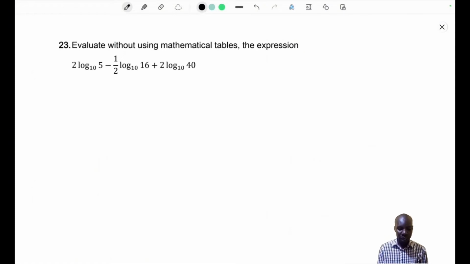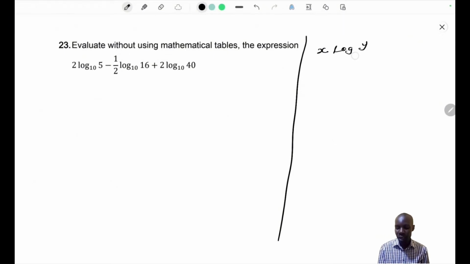Number 23. Evaluate without using mathematical tables the expressions. So we are given 2 log of 5 to base 10. Remember, if you have x log of y to any base, be it base 10, for example, this is the same as log of y to power x to base 10. Even if it is b log of x to base 3, you know that this is log of x to power b to base 3.